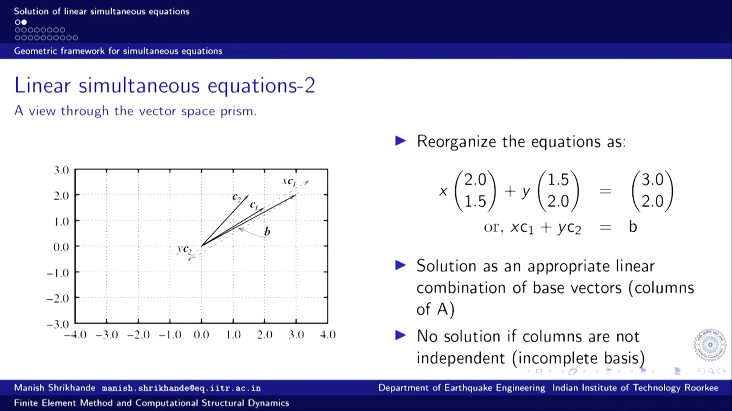So, for a two dimensional problem we need two base vectors, and those two column vectors of matrix A, as long as they are linearly independent, form a sufficient basis for representing any two dimensional vector, and that is what is sought for. And there is no solution if the columns are not independent. Then we have an incomplete basis, so we do not have a complete system of base vectors to represent any arbitrary vector in that space.